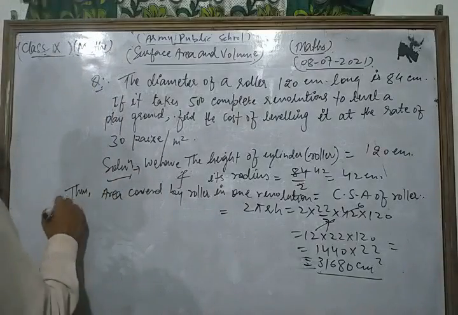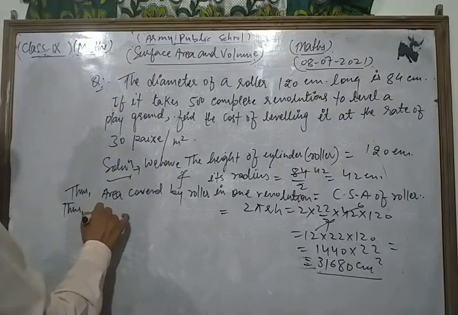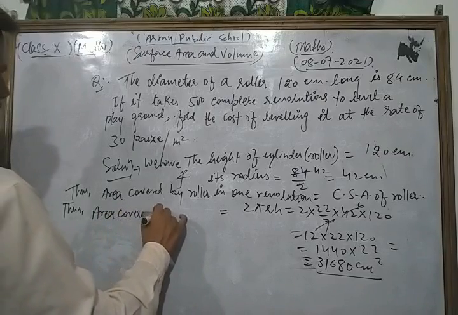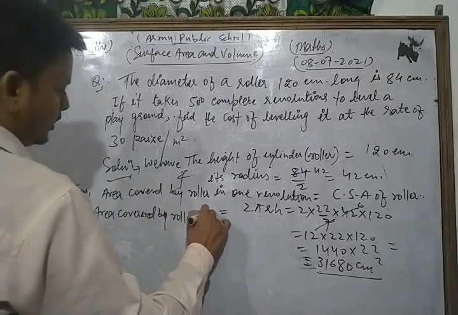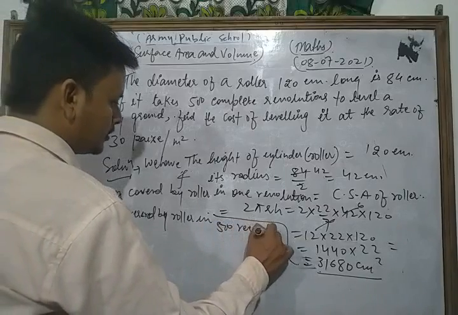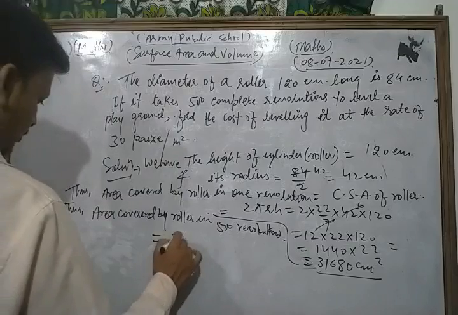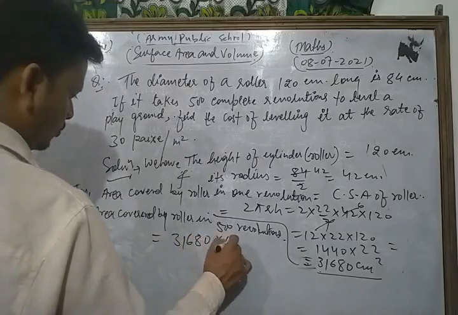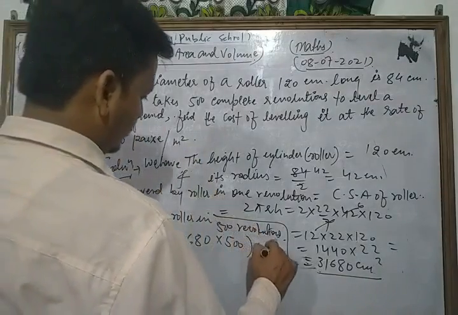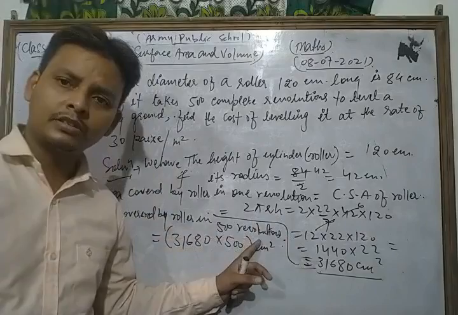Thus the area covered by the roller in 500 revolutions is what? We multiply it to get 31680 into 500 centimeter square. So in this way we find the area covered by the roller in 500 revolutions.